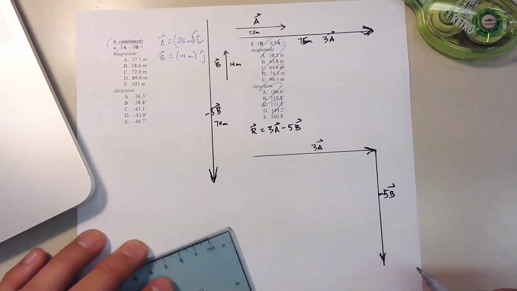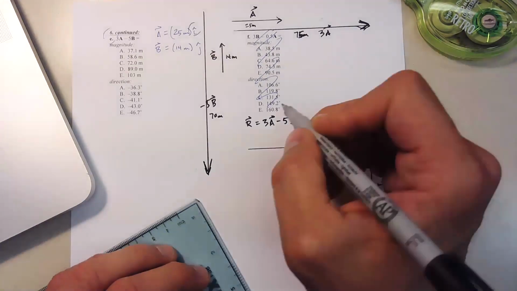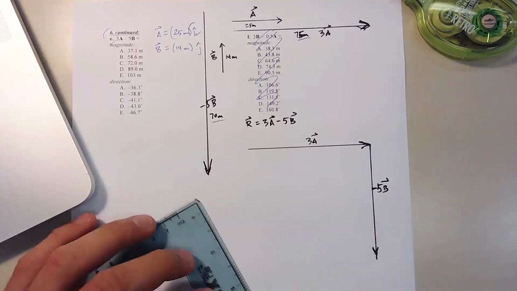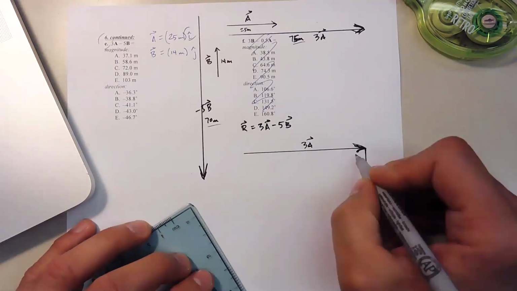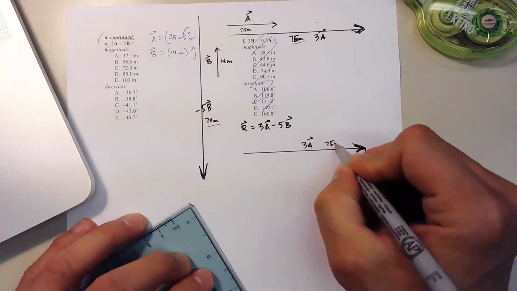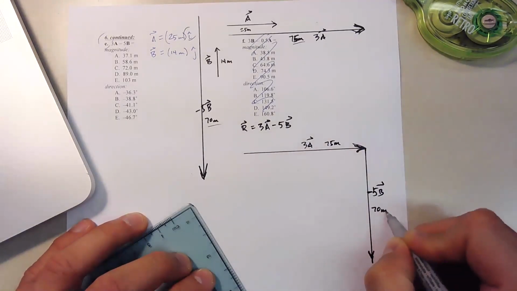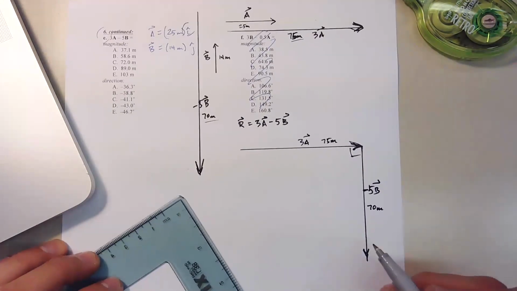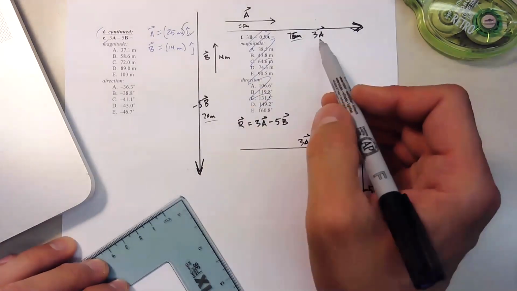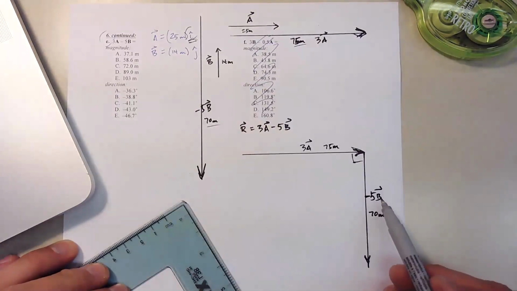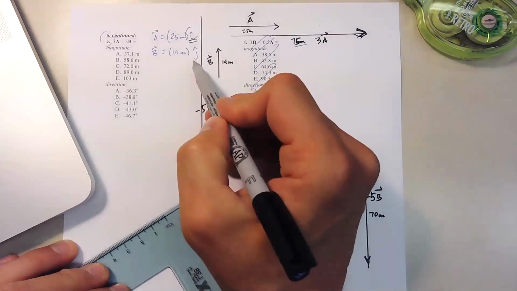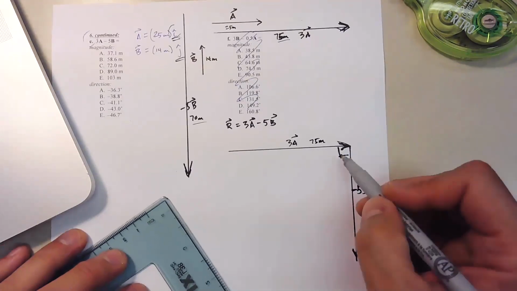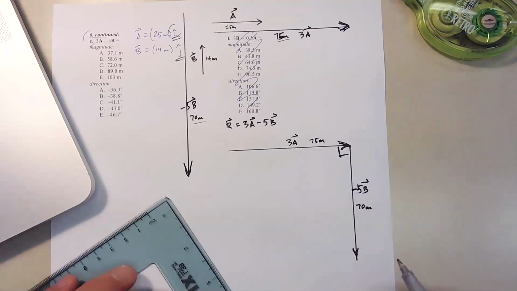Now, I think I've drawn these pretty well to scale. We know that 3A is 75 units long compared to negative 5B, which is 70 units long, so that looks pretty good. I'll just remind myself, this is 75 meters, this is 70 meters, good. And this is exactly a right angle, because we know that 3A is exactly in the positive x direction, and negative 5B is exactly in the negative y direction. They're exactly along the axes, so we know this is precisely 90 degrees. It doesn't just look like 90.